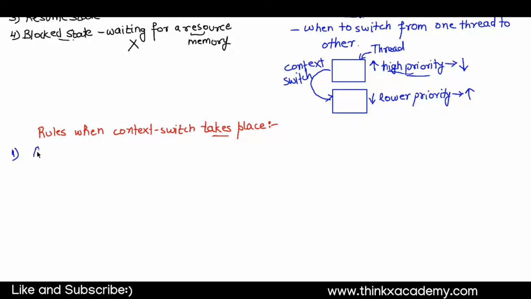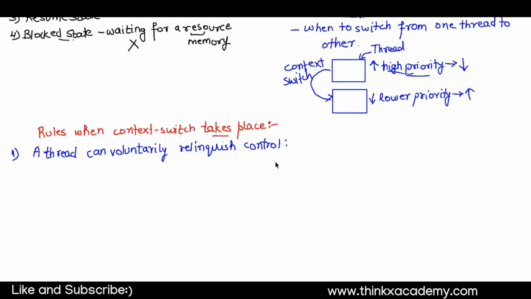This is the first rule: a thread can voluntarily relinquish control. So what is the meaning of this whole line? Let me explain this. How can a thread voluntarily relinquish control?